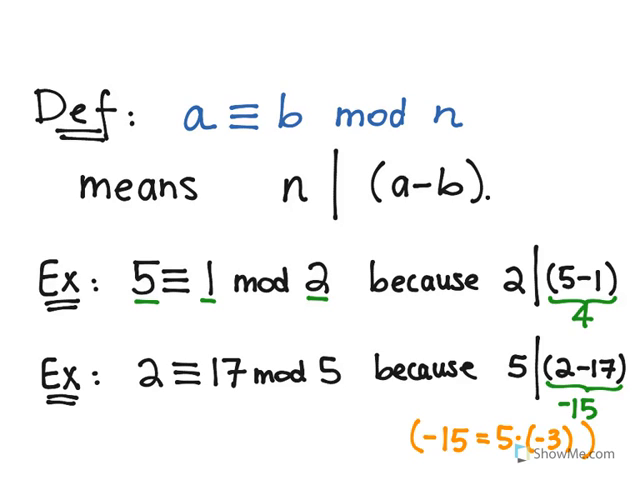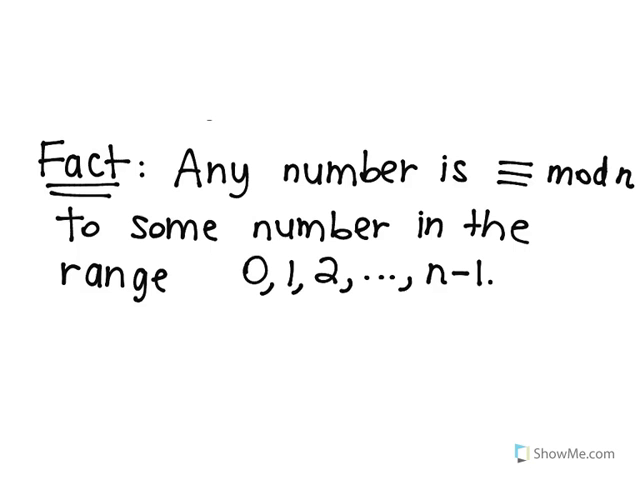Now let's take a closer look at one other thing that came up briefly in Monday's class. And that's the fact that any number is congruent modulo n to some number in the range from 0 up to n minus 1. Here's an example of what I mean by that.